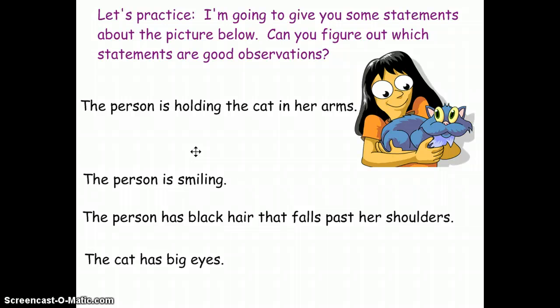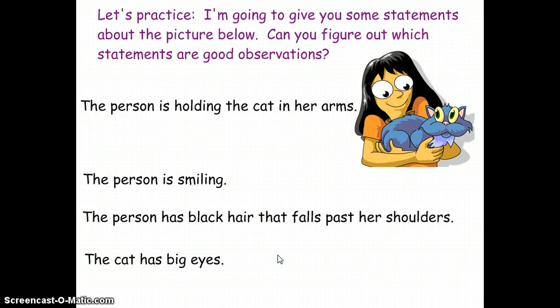The person is smiling. If you said it was a good observation, you'd be correct. I can see the lips are turned upwards in the indication of smiling. That would be a specific, factual observation.